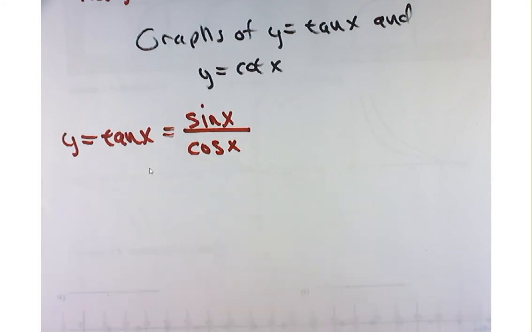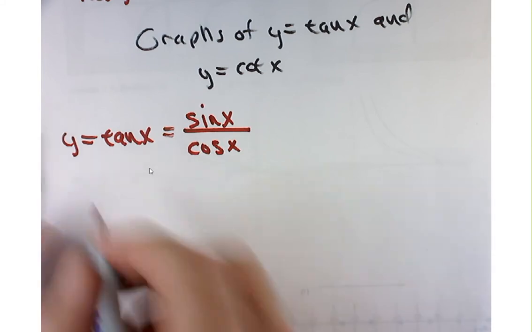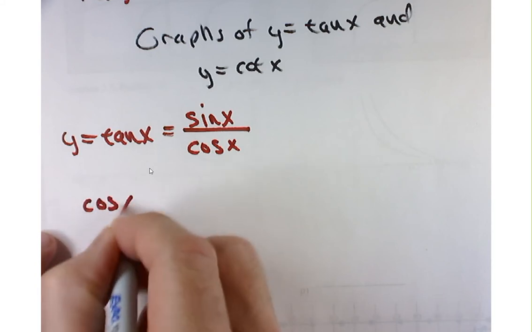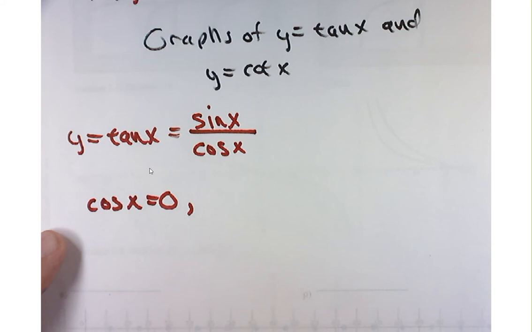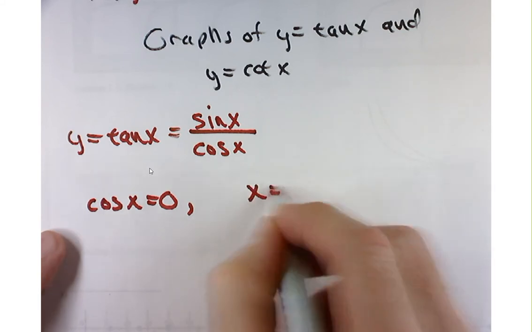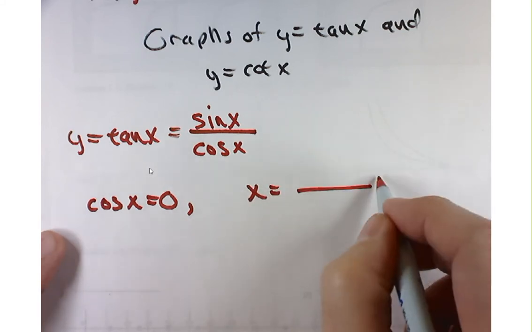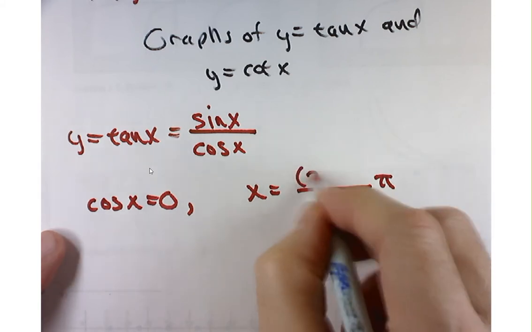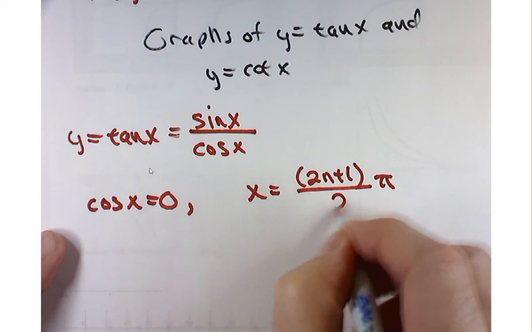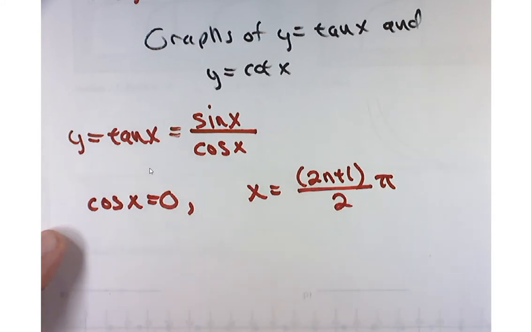So the question is, where does the cosine of x equal 0? We've already discussed that. Cosine of x equals 0. That was the harder one. Does anyone got that? What values could x equal? How about odd multiples of pi over 2? It was that one, the ugly one.